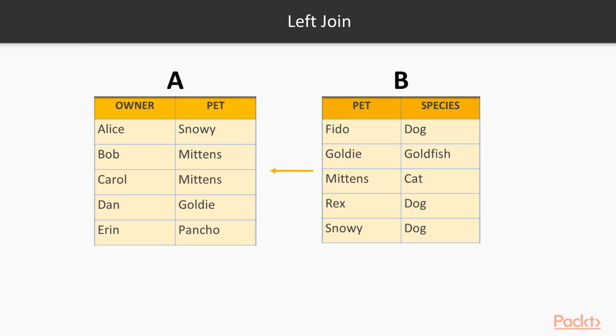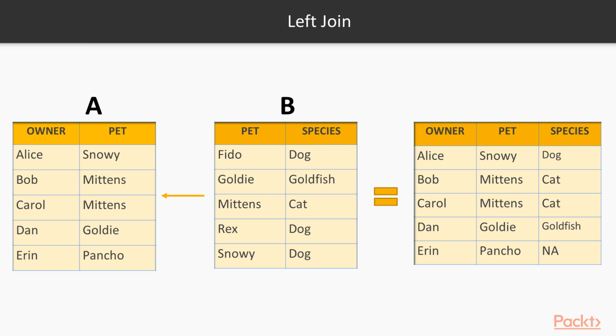You can think of a left join as taking each row in A and looking up the corresponding row in B, then adding the matching columns from B back onto A. Because the pet column is the only common column between A and B, this lookup will be performed by matching the values from the pet column. It's also possible to join data frames by matching multiple columns. The result of a left join looks like the original data frame A, with an extra column from B attached.